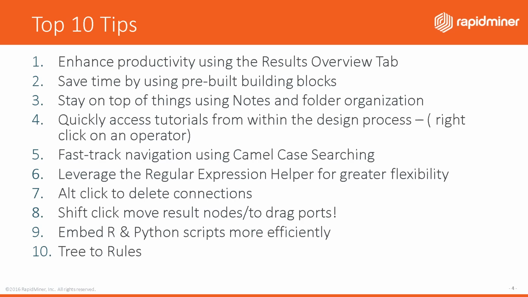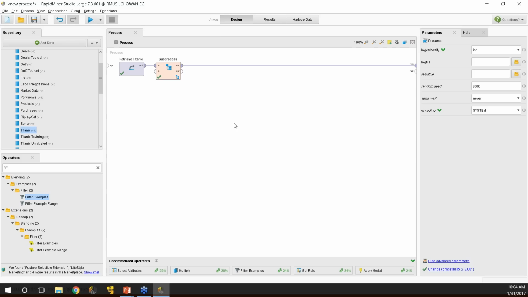So let's get started with tips here. So we'll start, our first tip is to enhance productivity using the Results Overview tab. And what I'm going to do is I'm actually going to pull up Studio here. So this is Studio 7.3.